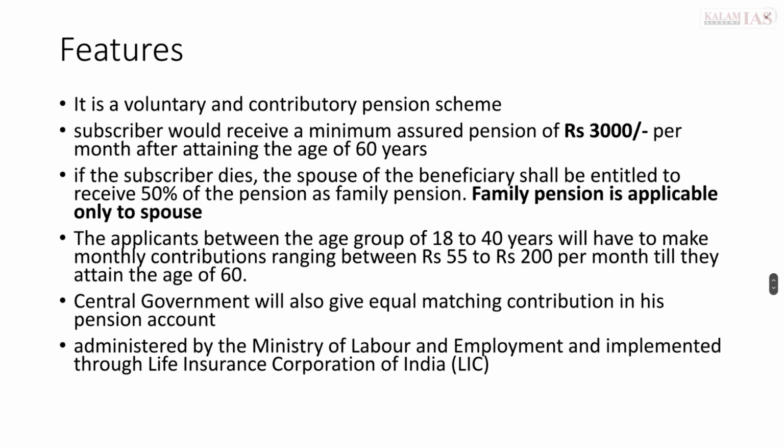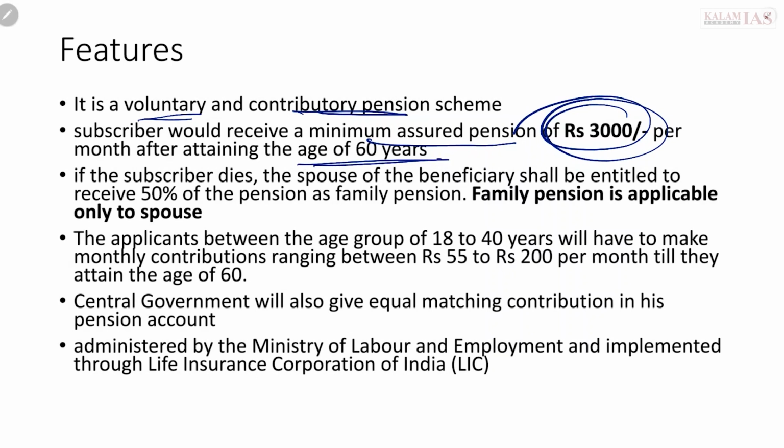These are the features. Firstly, it is a voluntary and contributory pension scheme. The subscriber would receive a minimum assured pension of rupees 3000 per month after attaining the age of 60 years. If the subscriber dies, the spouse of the beneficiary shall be entitled to receive 50% of the pension as family pension. Family pension here is applicable only to the spouse. It is not applicable to the children. This was allowed in the case of the EPFO, but not in the case of Shram Yogi Mandhan.